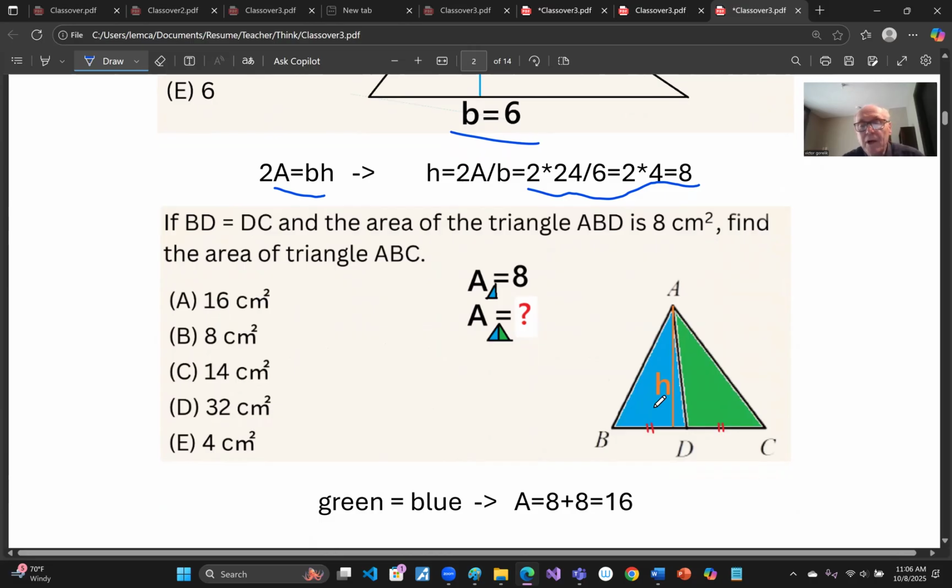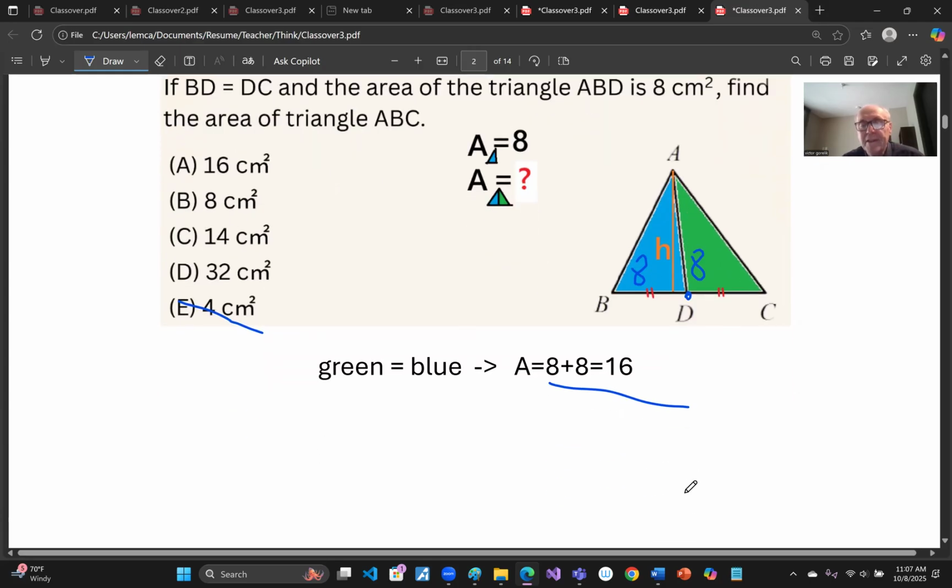Next problem about triangle ABC. Point D is the middle point of the base. We know the area of the blue triangle, 8, and we are asked about the area of the entire triangle. No, it's not 4. You don't divide it by 2. We have to multiply by 2, because these blue and green triangles have equal bases and the same height, so their areas are equal, and the total area is 8 plus 8, or 16.